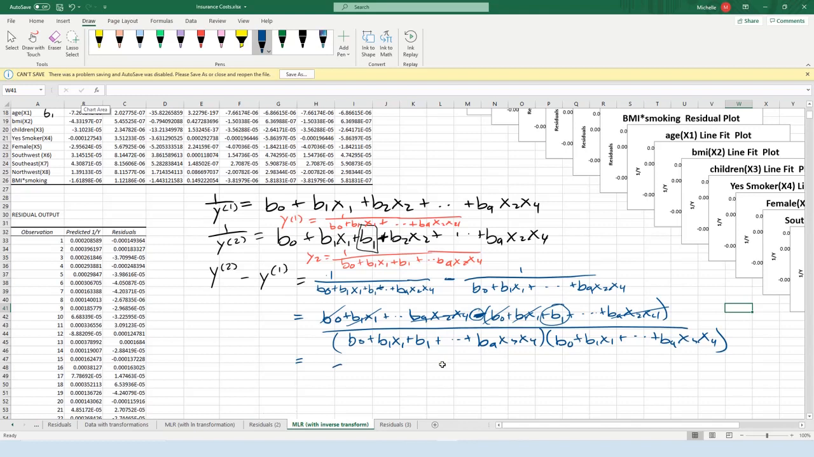All right, so in the numerator, I have negative b1. And then the denominator, now notice this is, except for this guy, right?